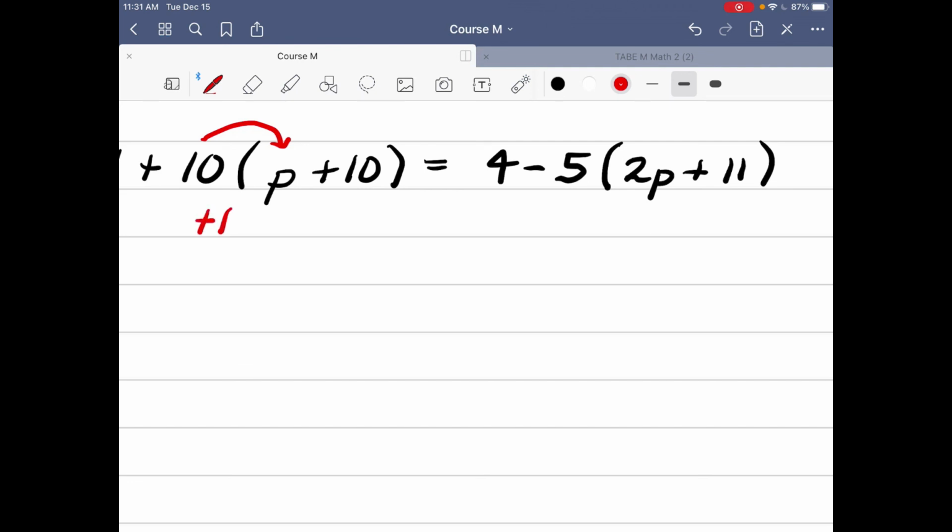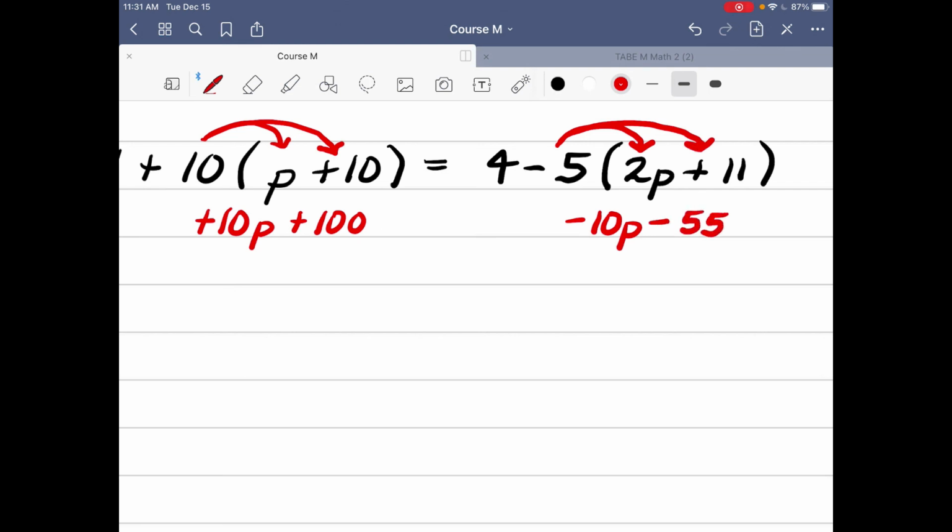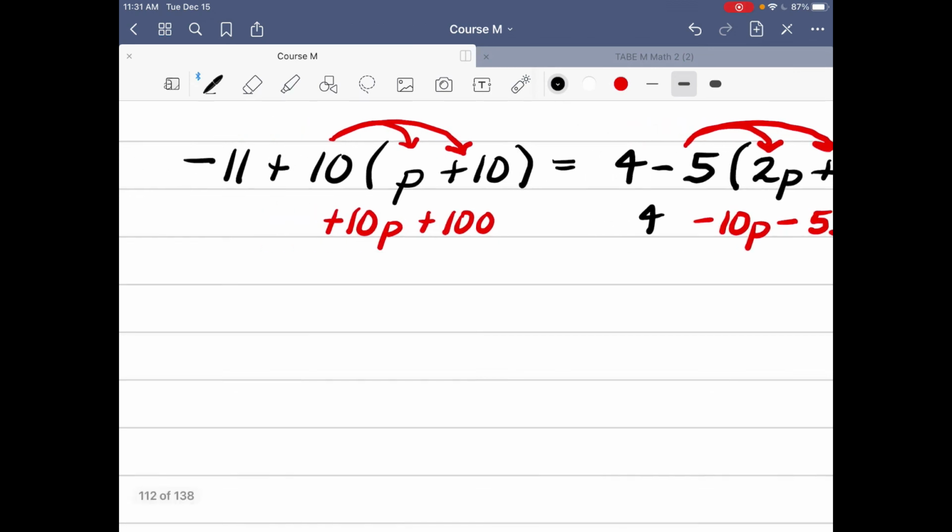Positive 10 times p is positive 10p. Positive 10 times positive 10 is positive 100. Negative 5 times positive 2 is negative 10 with the p. And then negative 5 times positive 11 is negative 55. And then I'm going to copy everything I didn't use. And there's the equal sign.